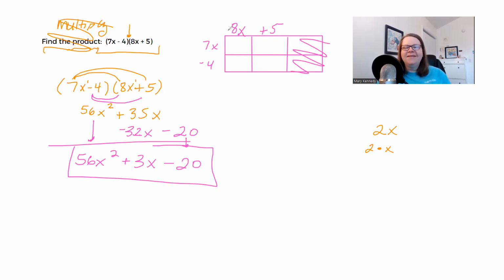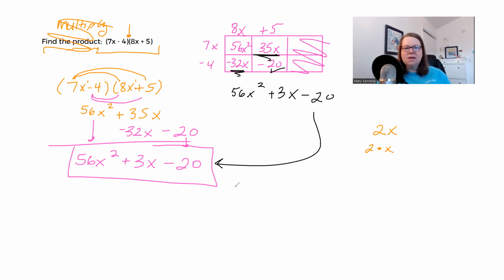Okay. So then you multiply to get the number on the inside. So 56x squared, that's familiar. 35x. 8x times -4, -32x, and then 5 times -4, -20. So notice it's the same numbers that we got before. It doesn't matter what method you're using. I see one of the x squareds, so I just write it down. I've got a -32x and 35x. 35 minus 32 is 3. And then I've got a -20. So we get the same answer either way.